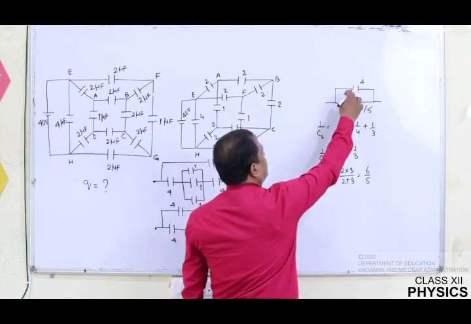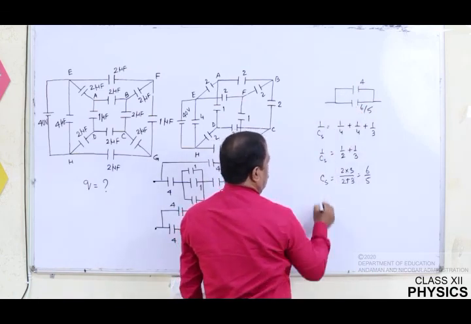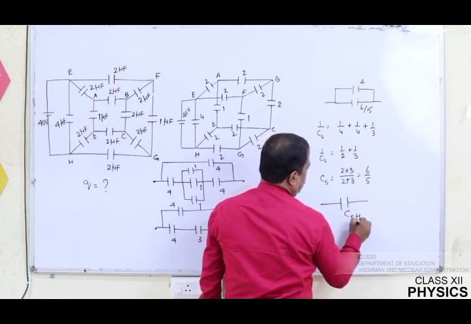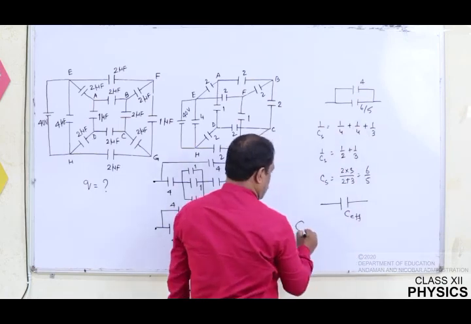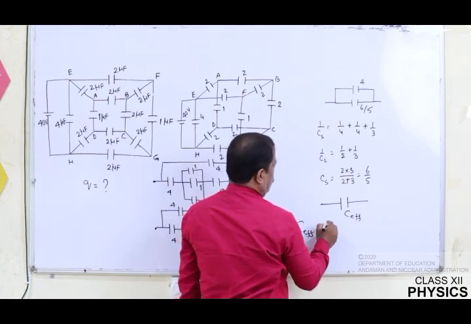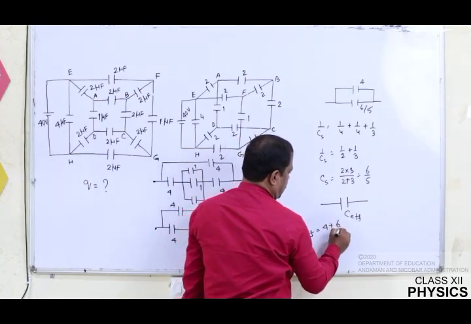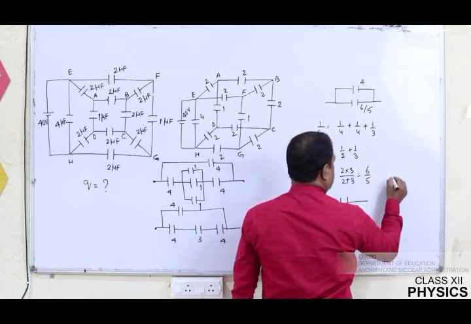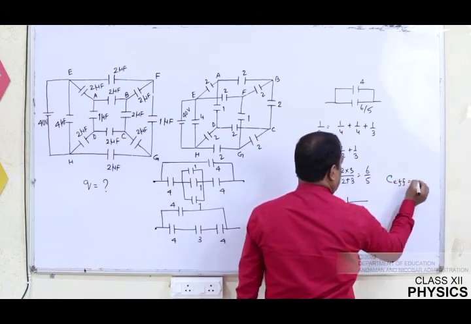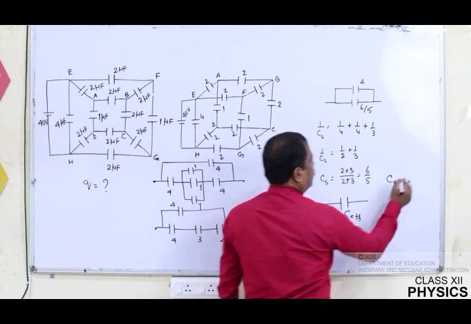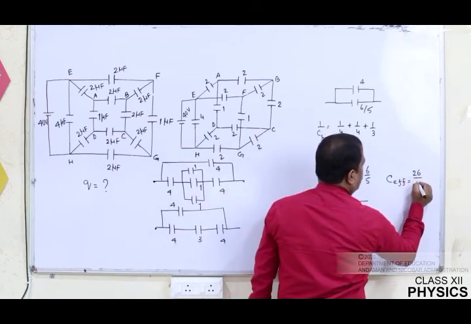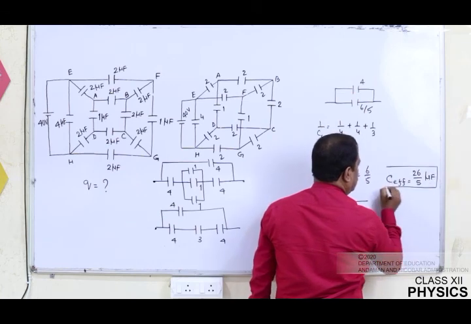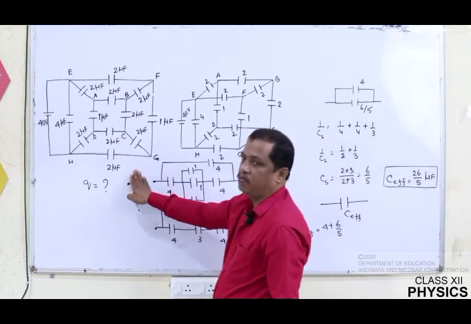Now the effective capacitance, they are in parallel, so therefore the effective capacitance is going to be C effective parallel of these two. So C effective is equal to 4 plus 6 by 5, which will be C effective is equal to 26 by 5. So 26 by 5 microfarad is the effective capacitance of this combination.